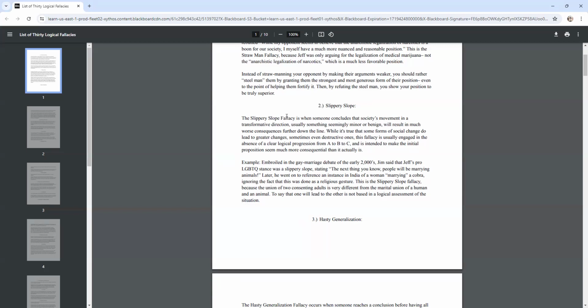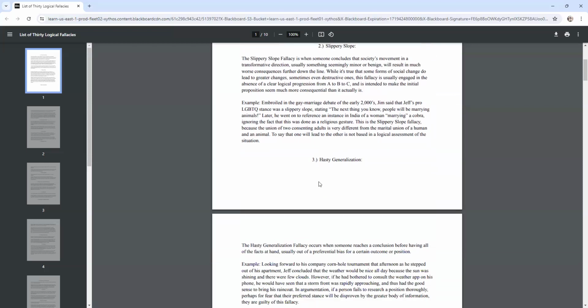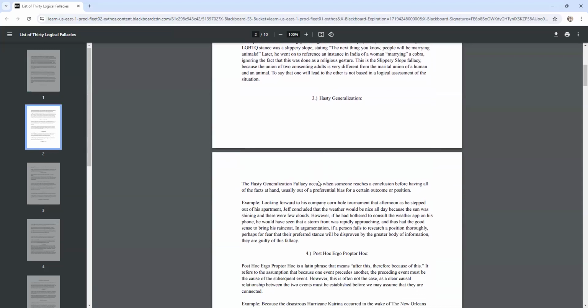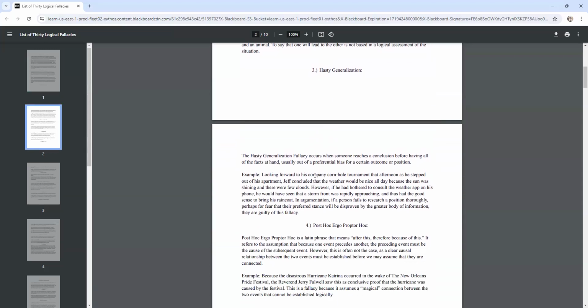This is the slippery slope fallacy because the union of two consenting adults is very different from the marital union of a human and an animal. To say that one will lead to the other is not based in a logical assessment of the situation. That may seem like an absurd example, but I actually remember it from when I was in high school. There was a newscaster who said that pretty much in those words.